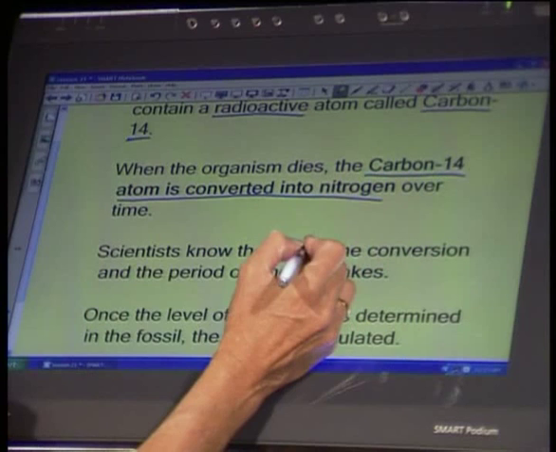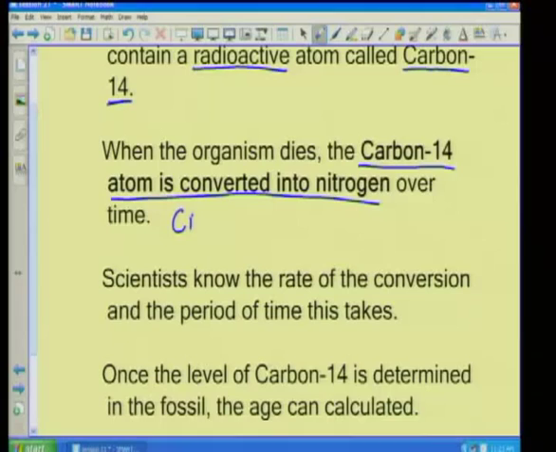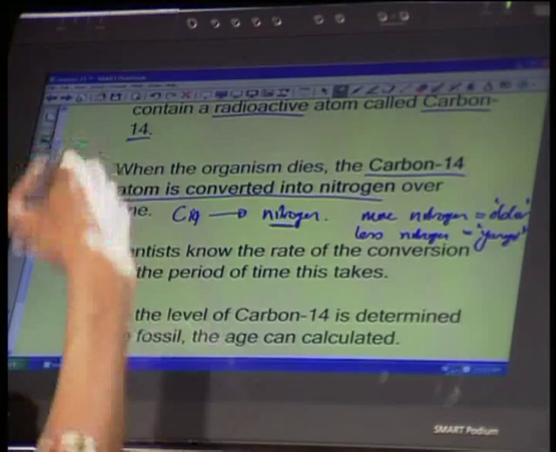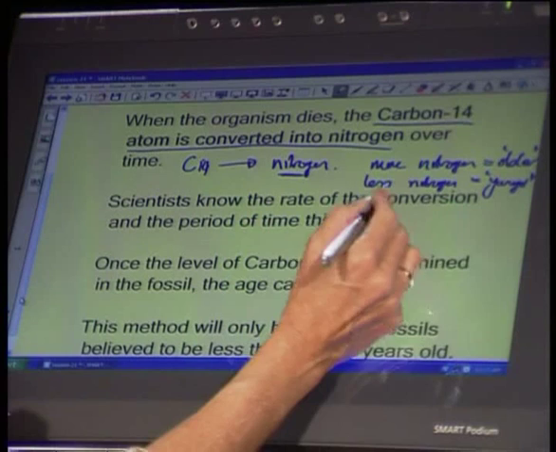So we start off with a C14 atom, and that C14 atom is now converted to nitrogen. So again, if you have more nitrogen, it's going to be older. If you have less nitrogen, it's going to be younger. Okay. So we look at the carbon-14 atom and the way it's converted into nitrogen over time. Lots of nitrogen, it's going to be old. Less nitrogen from carbon-14, so you're going to have lots of carbon-14, less nitrogen, it's going to be younger.